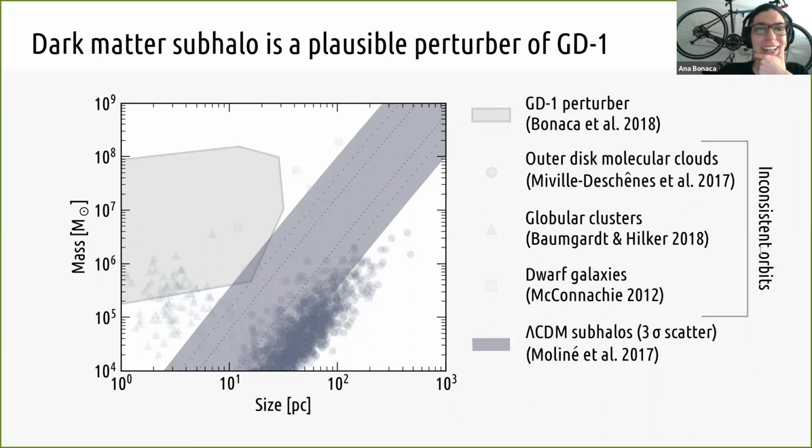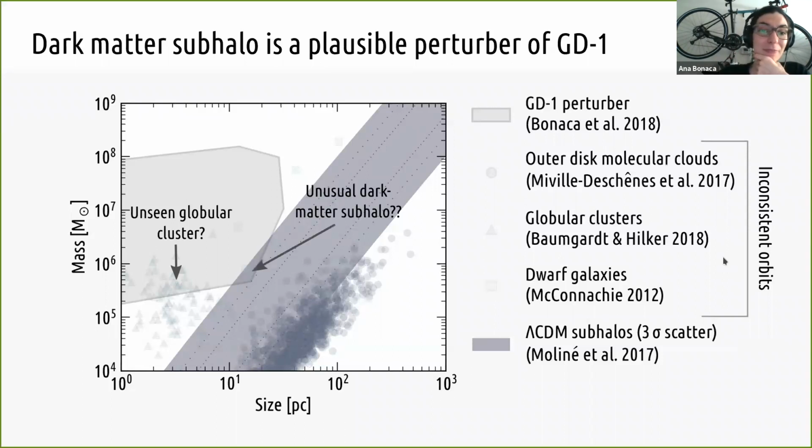So this now leaves us with this very empty looking plot, and yet something happened. We're pretty certain that the spur is associated with the stream, and so our possibilities are that it is an unseen globular cluster that is maybe hiding behind the bulk of the Milky Way. It could be an unusual dark matter subhalo.